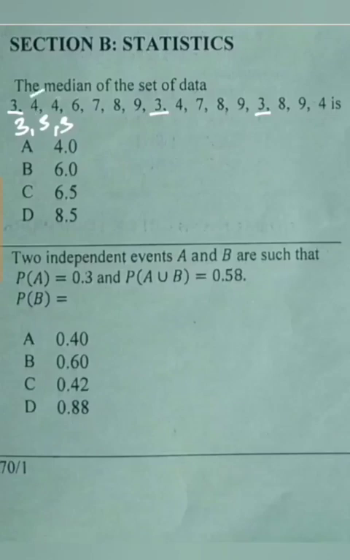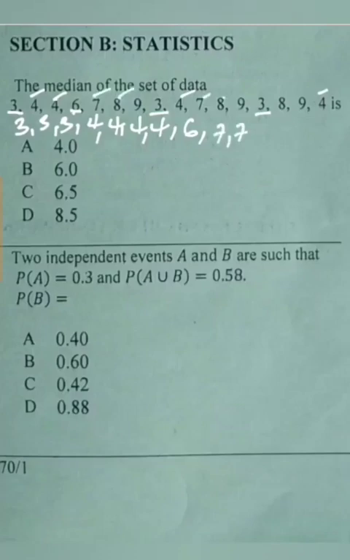Then I have 4, 4, 4, and 4. So 4 appears 4 times. 4, 4, 4, 4. The next number in the series after 4 is 6. It appears once. Then we have 7. It appears twice. Then we have 8. 8 appears thrice. And then we have 9. 9 also appears thrice.